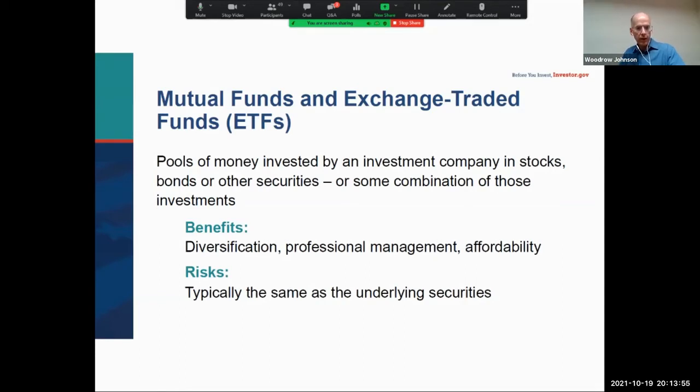ETFs, by way of contrast, trade in the stock market more like stocks do. So when I buy ETFs, again, these are fixed portfolios of stocks or bonds, I get the 10 a.m. price or the 11 a.m. price or the 1 p.m. price or the 3:30 price. Those prices will in general be different. So that's one key difference between the two.